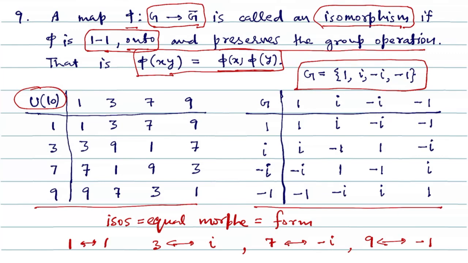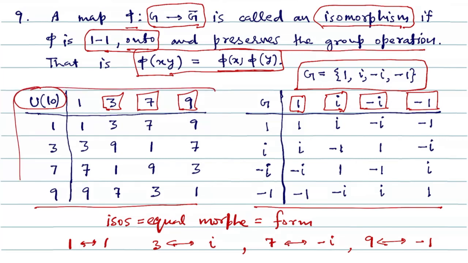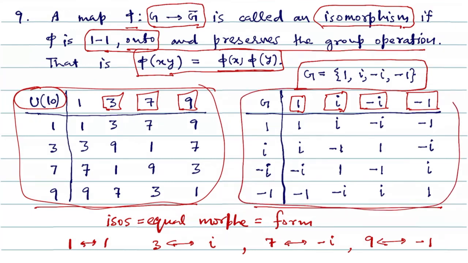The only difference is that 1 in G looks like 1 in U10, i in G looks like 3 in U10, minus i in G looks like 7 in U10, and minus 1 in G looks like 9 in U10. Whatever these four elements 1, 3, 7 and 9 do in U10, their corresponding elements 1, i, minus i and minus 1 do in the group G. So the behavior of these four elements is the same as the behavior of these four elements.